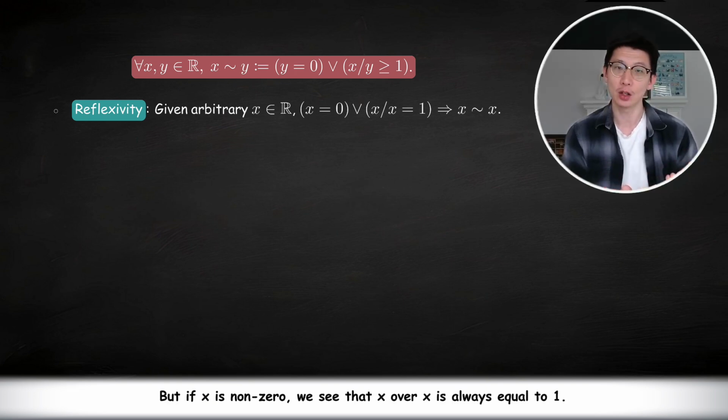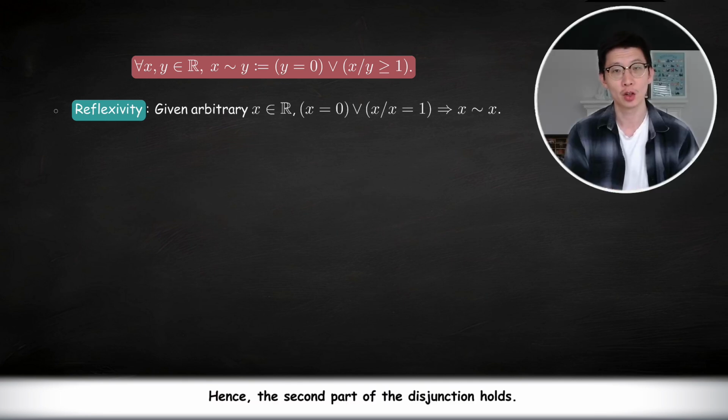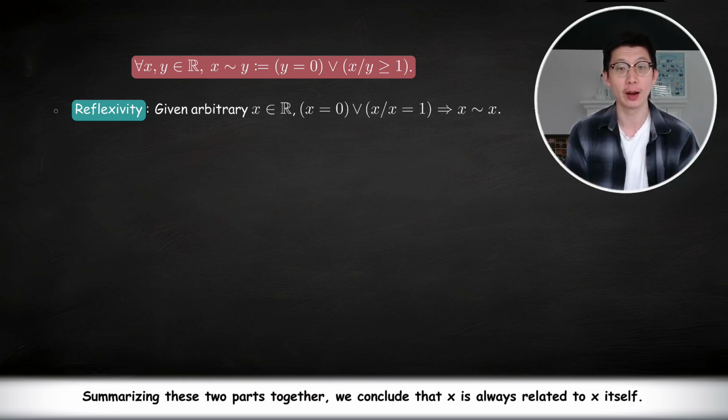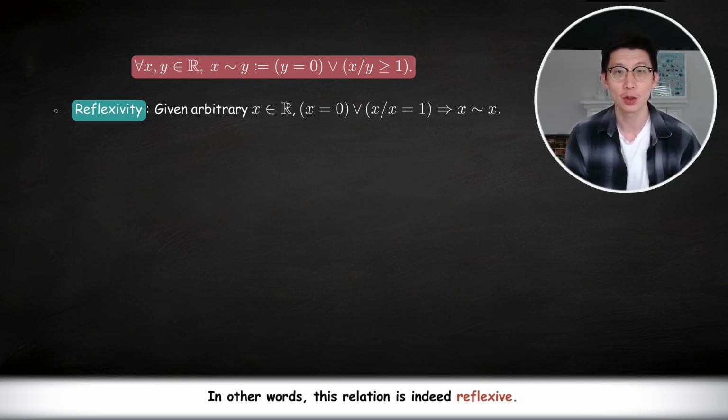But if x is non-zero, we see that x over x is always equal to 1. Hence, the second part of the disjunction holds. Summarizing these two parts together, we conclude that x is always related to x itself. In other words, this relation is indeed reflexive.